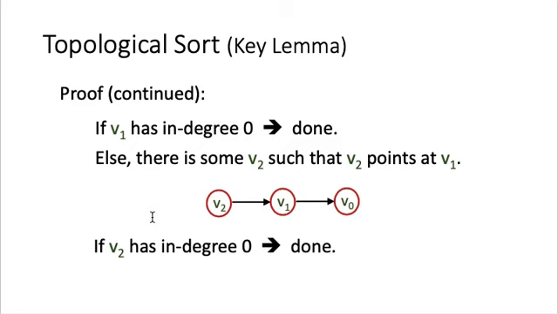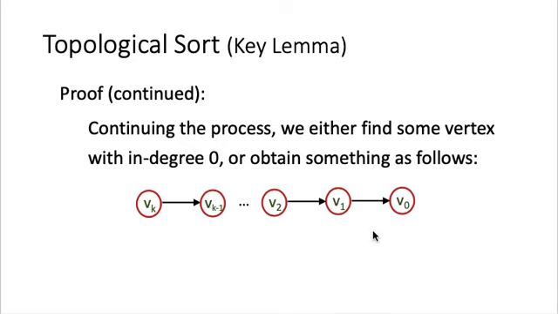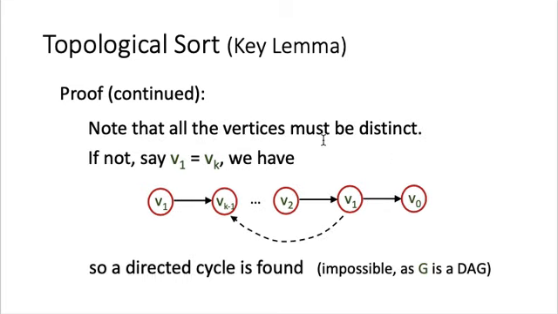Now we can repeat this process. If at this moment V2 has integer 0, then we are done. But if not, we can continue the process again and again. So we will get a sequence of vertices such that Vk points at Vk minus 1, Vk minus 1 points at Vk minus 2, and so on and so forth, up to V0. Now, we claim that all the vertices that we find in this sequence have to be distinct.